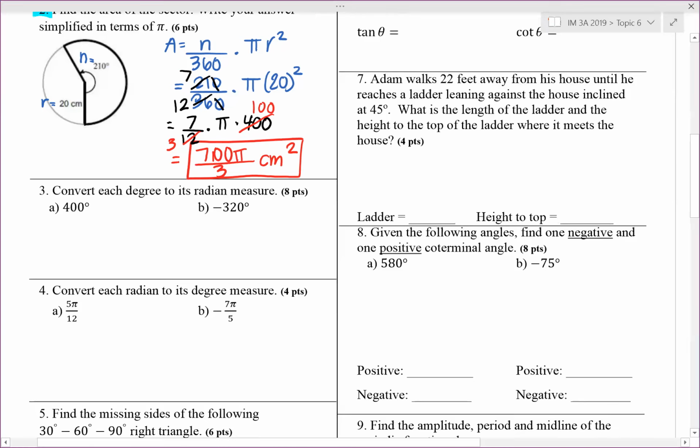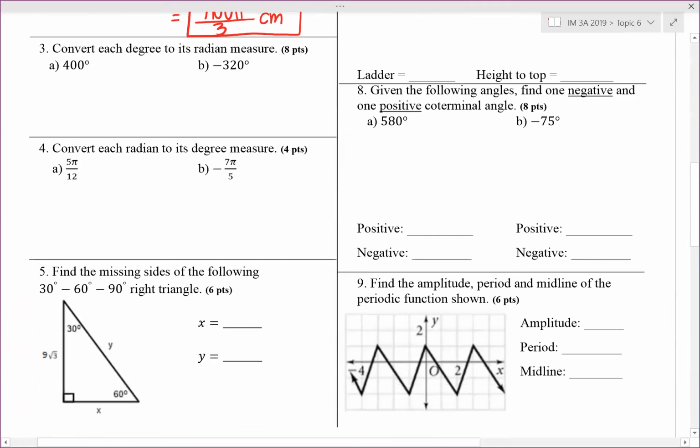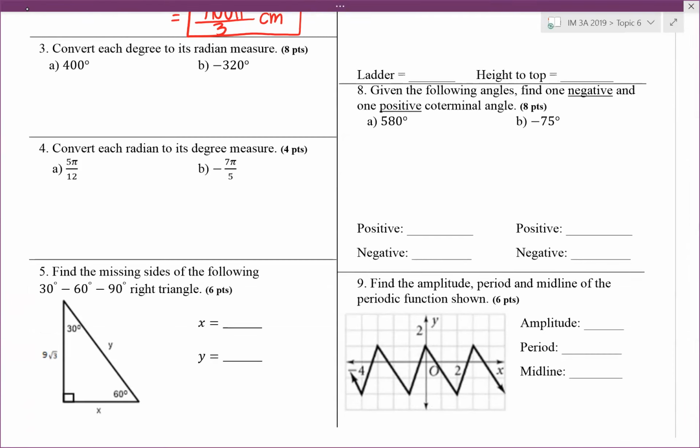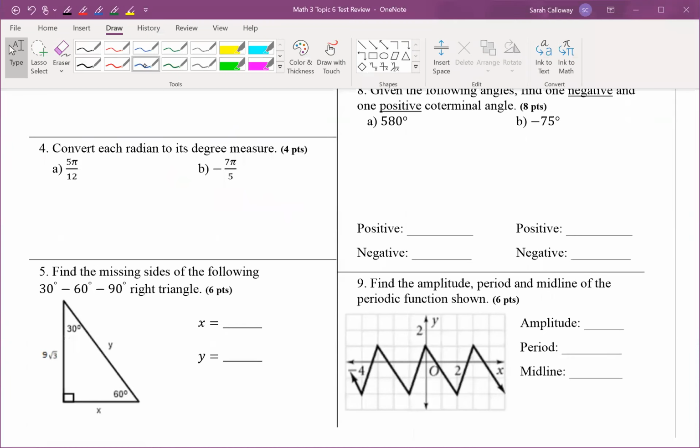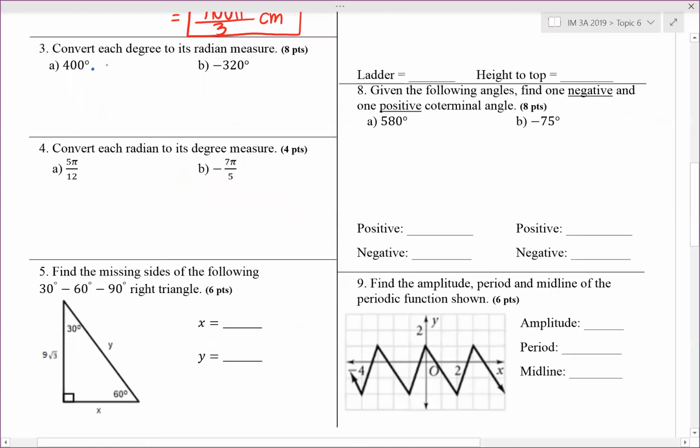For question 3, we're doing what we had to do in 1 to convert to radians. So that means that we're multiplying by the conversion factor pi over 180 degrees, because remember, those are equivalent on the unit circle.